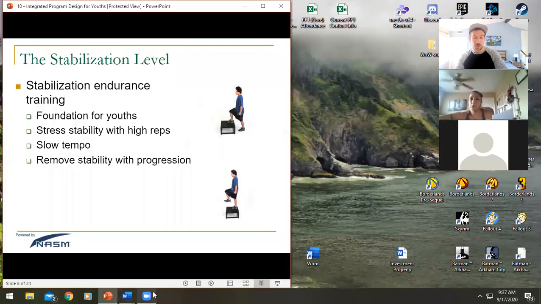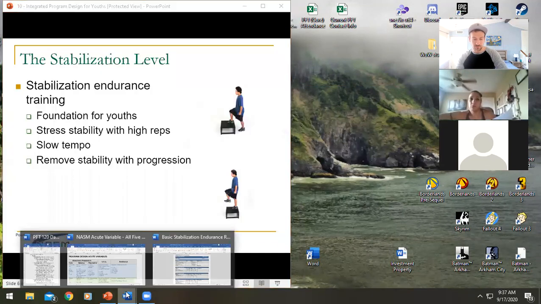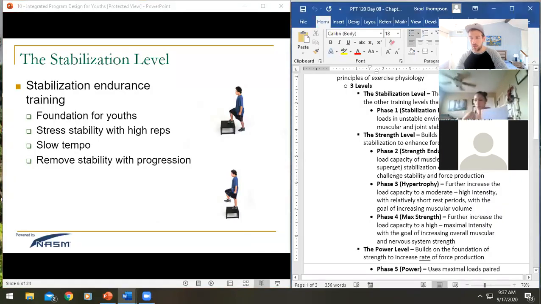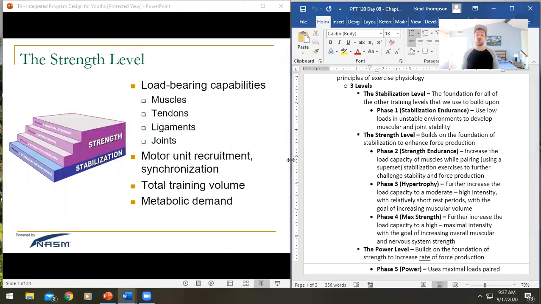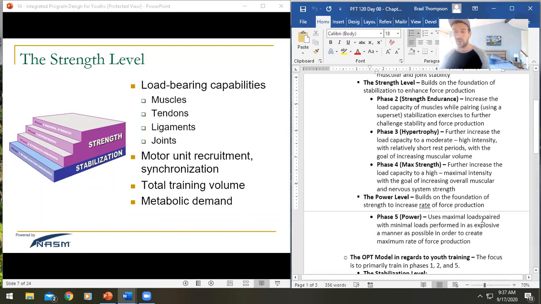All right, back to the PowerPoint here. Let's take a look, and back to our notes as well. Let's take a look at the next level, which is the strength level. So strength is all about building on the foundation that you created earlier, right? This is all about enhancing force production. We learned how to control the movements. Now let's learn how to do those movements under heavy volumes. So this is going to increase the load-bearing capabilities of your muscles, your tendons, your ligaments, all of it, right?